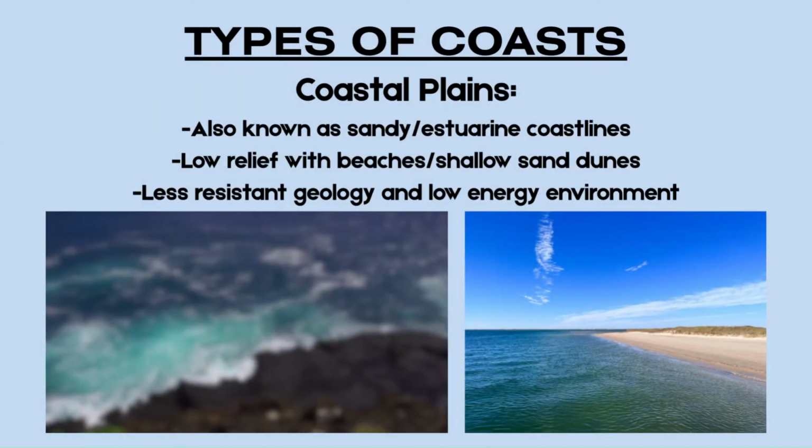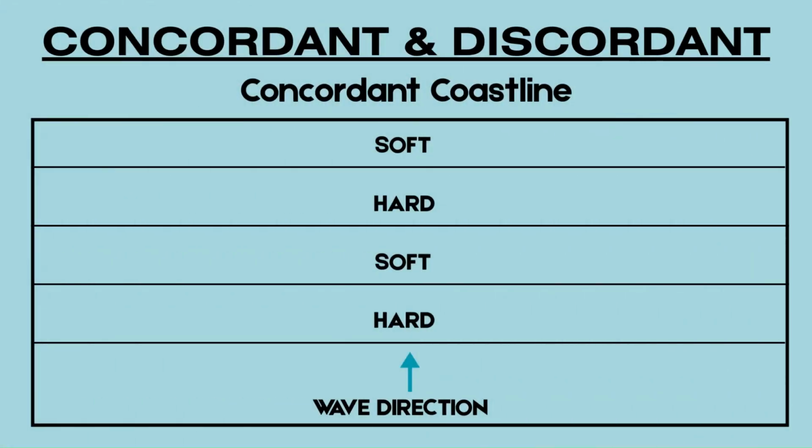Coastal plains are also known as sandy or estuarine coastlines. They have a low relief with beaches or shallow sand dunes. They have less resistant geology compared to rocky coastlines and are a low-energy environment. This next section of the video will cover concordant and discordant coastlines.